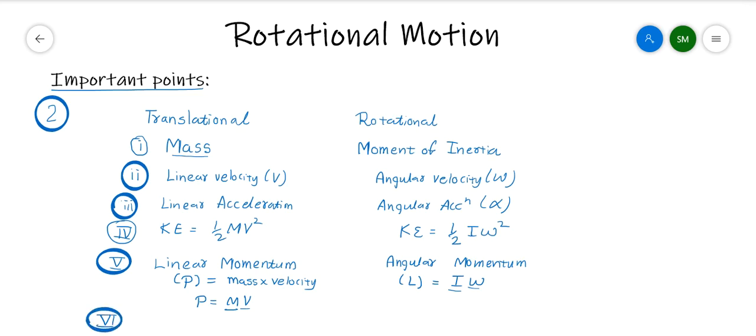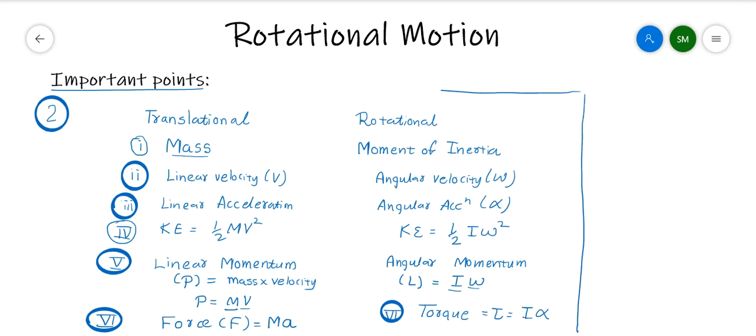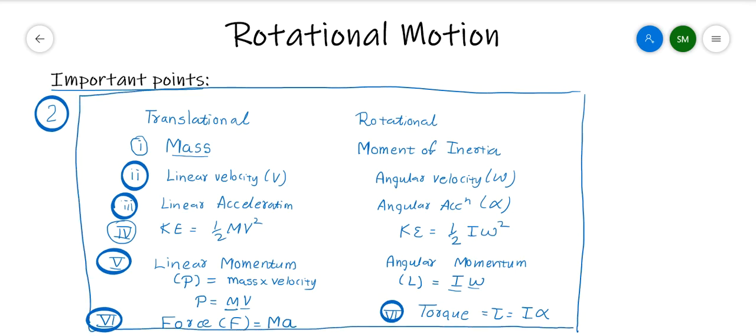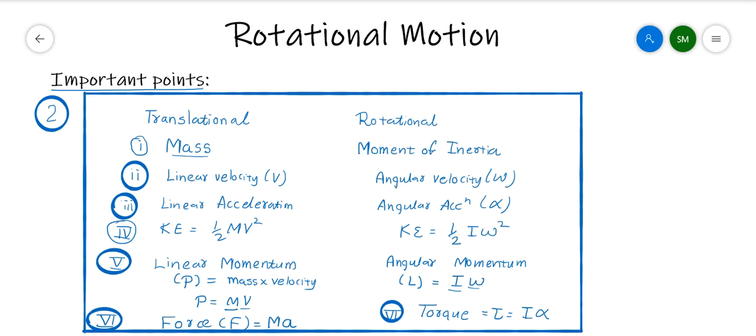Next, the sixth point. In translational motion, whatever role the force plays, a similar role is played by torque in rotational motion. As you know, force is given by mass times acceleration. Here torque is given by I times alpha. So remember that each quantity which is important in translational motion has a similar quantity in rotational motion which plays the same role. Keep all these things in mind. Clear? Okay, let me go to the next point now.